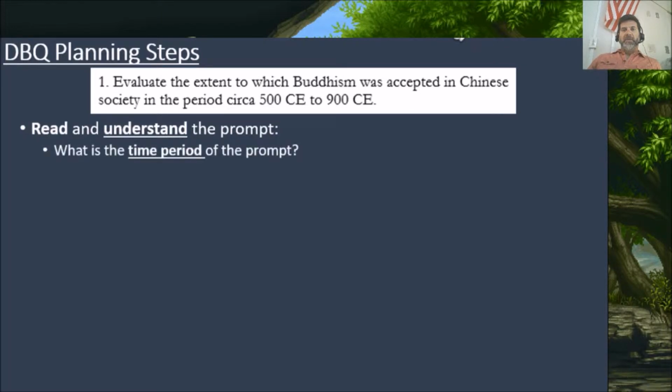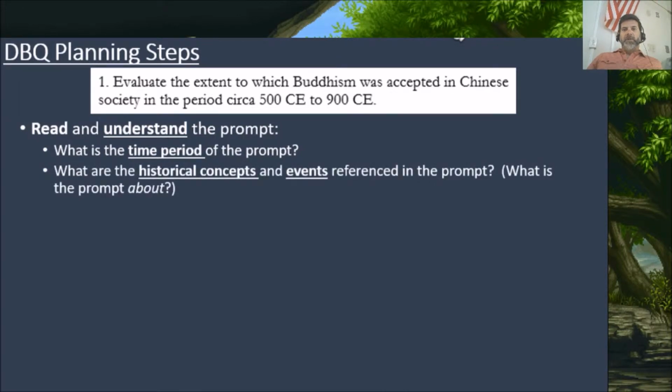So that means think about a few aspects of what's going on in the prompt, and you can underline, circle, put stars next to, just make sure you're marking off in that prompt exactly what the important things are that give you a clue about what you should be looking for and thinking about. So first, what's the time period of the prompt? There's usually going to be a reference to some specific frame of time. In this case, it's 500 CE to 900 CE. Then, what are the historical concepts and events referenced in the prompt? What is this prompt about? So for this one, you've got Buddhism, you've got accepted in Chinese society.